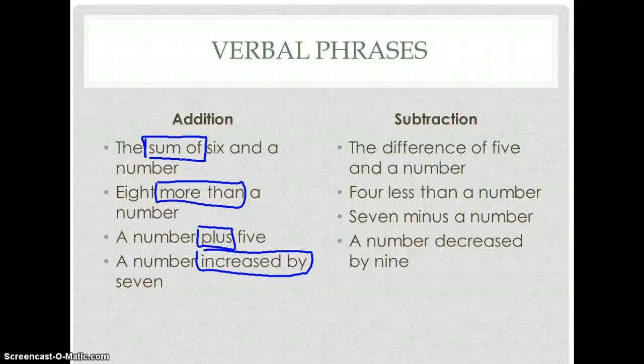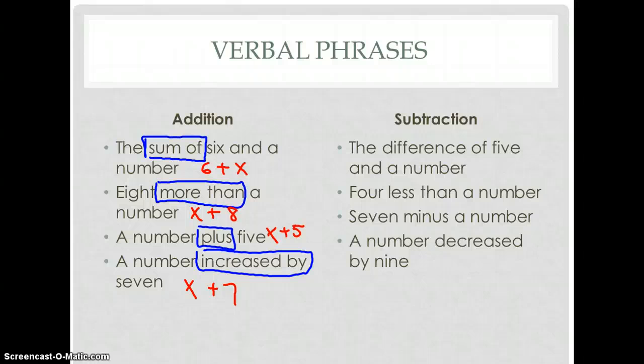The sum of 6 and a number would be 6 plus x. 8 more than a number, we would start with that number and we would add 8 to it. A number plus 5 would be x plus 5. And a number increased by 7 would again be x plus 7. So those all are addition. That's how each phrase would be written when we translate it into an algebraic expression.